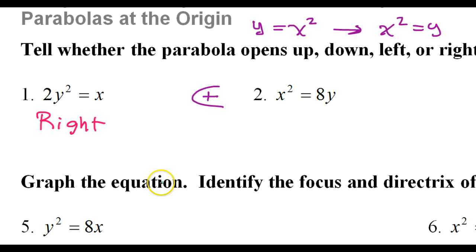Okay, how about number 2? Reading it from right to left, I see y equals x squared. I'm ignoring the 8 for right now. Y equals x squared is our normal parabola, so I know it will either be up or down. And because everything is positive, I know it's going to be up.